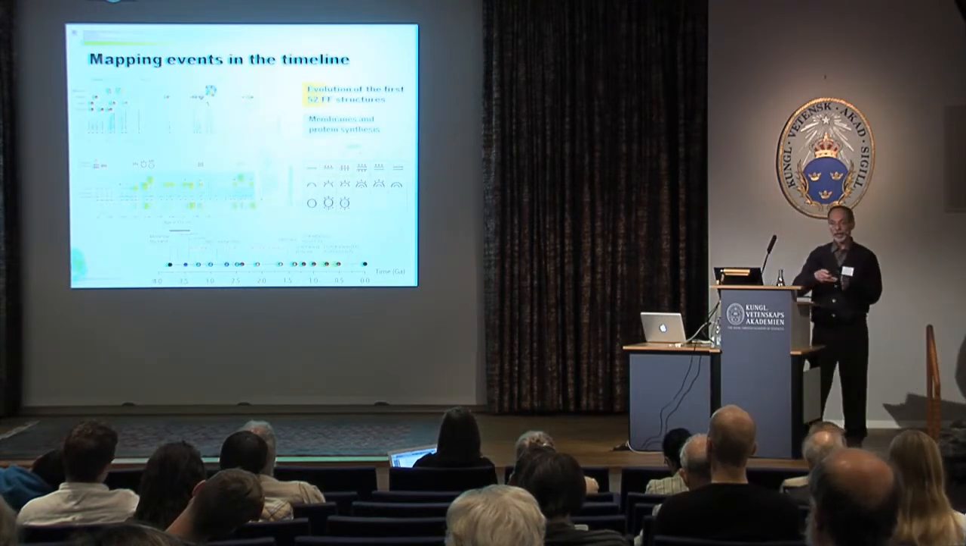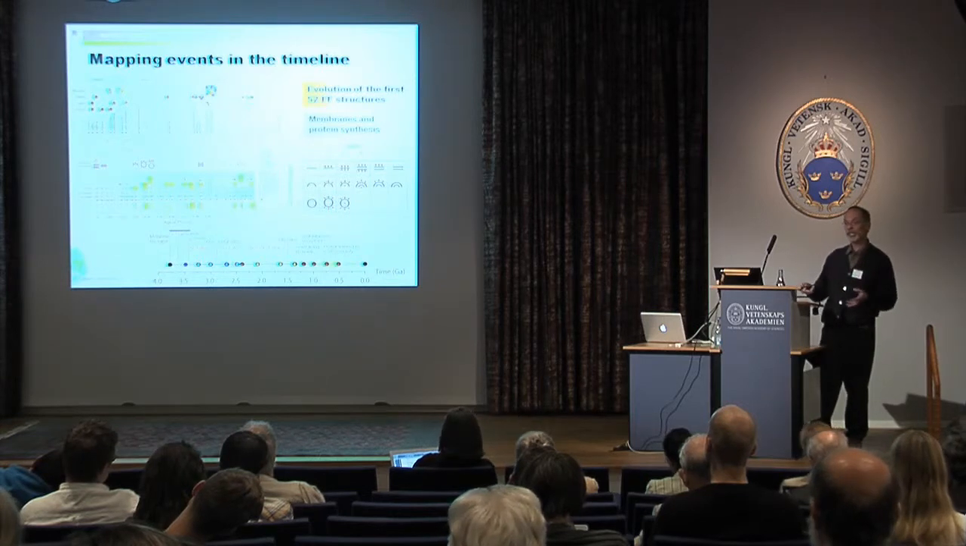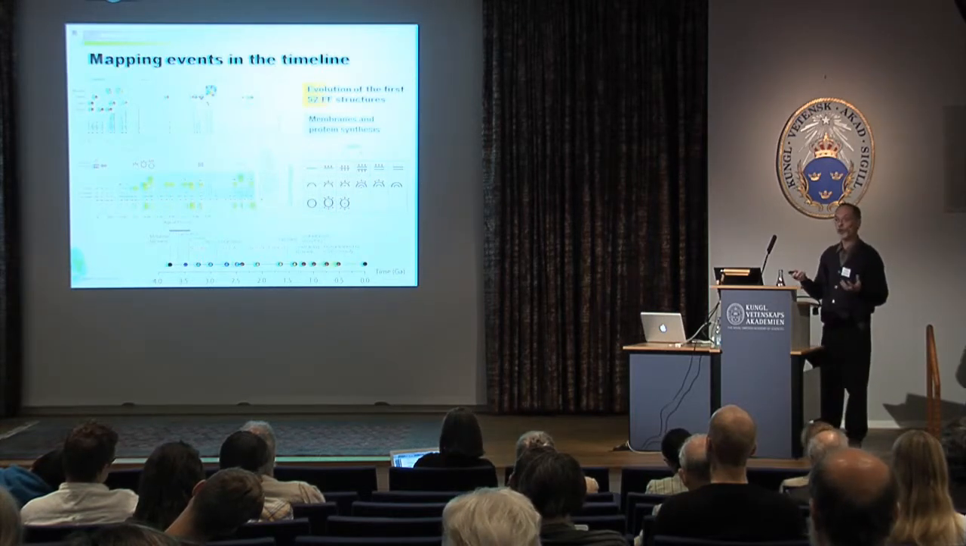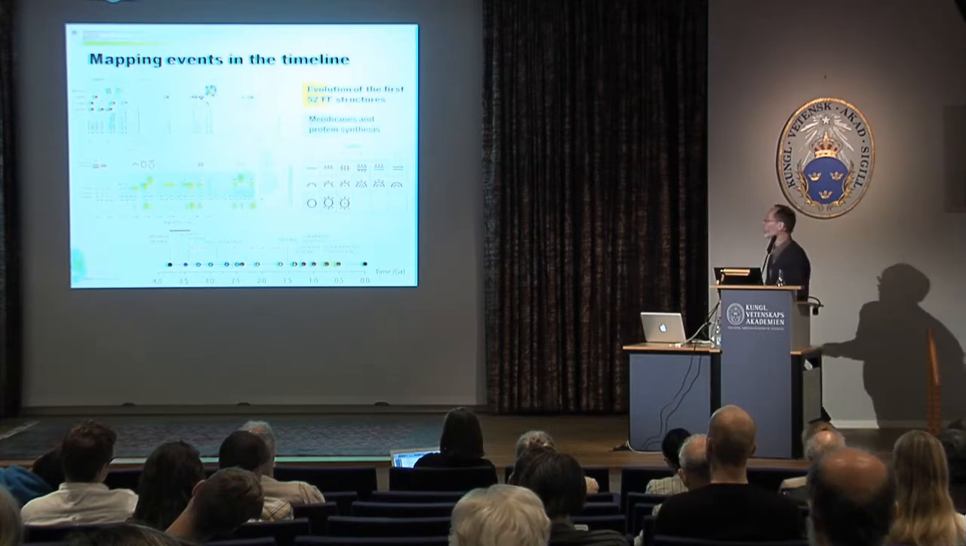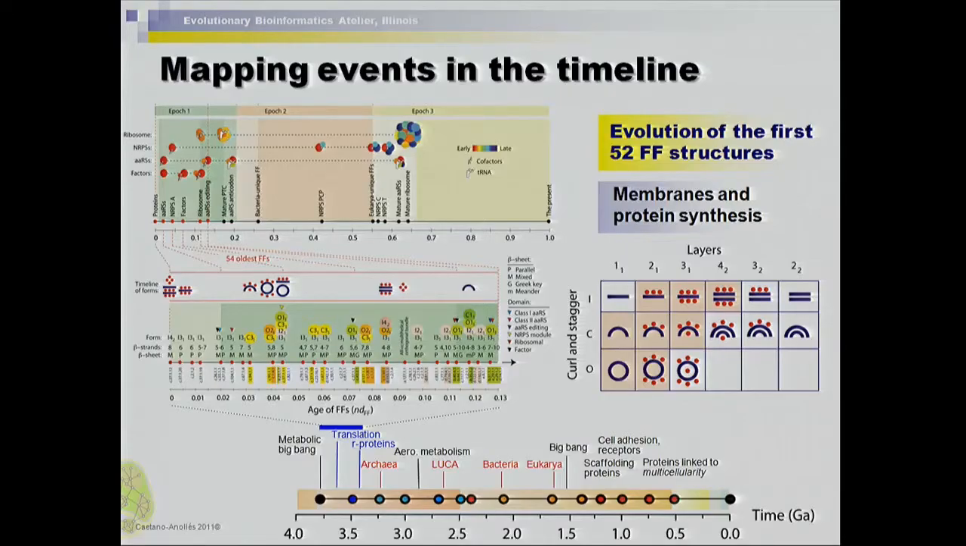So how was the protein machinery built before the ribosome was fully functional? So that was our question. For that purpose, we focus on the 52 fold family structures linked to the origins of the protein world. That means here we have the first ribosomal proteins appear, and we wanted to know what happened here. What we found is that the majority of these structures were built on a layered architecture.